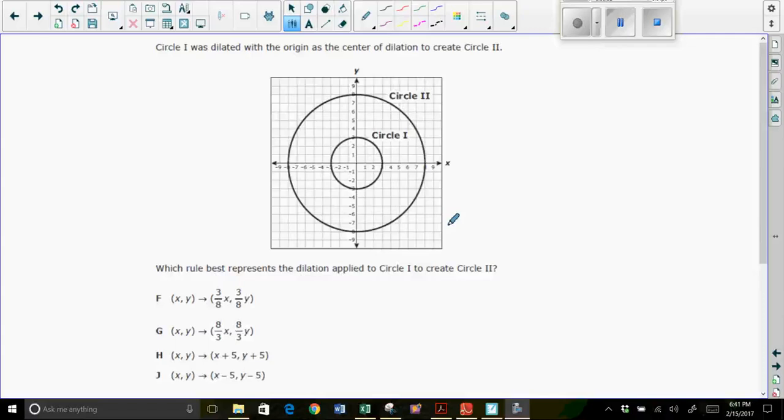Circle 1 was dilated with the origin as the center of dilation to create circle 2. Which rule best represents the dilation applied to circle 1 to create circle 2?